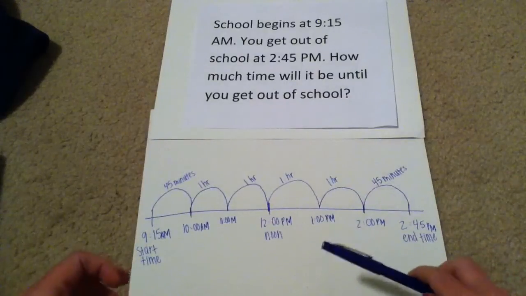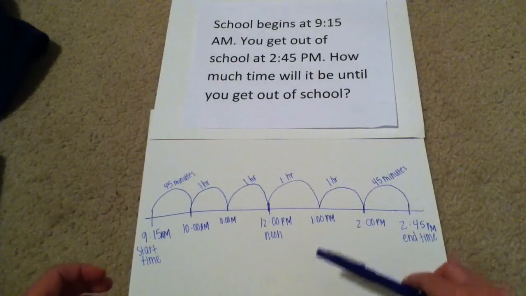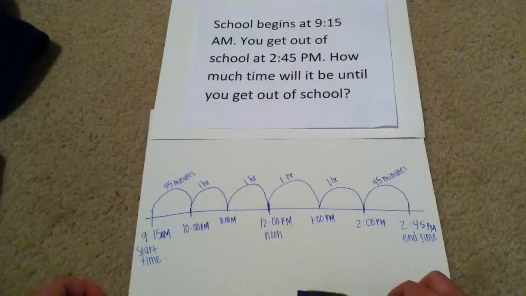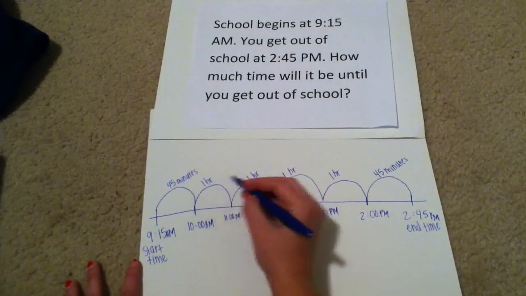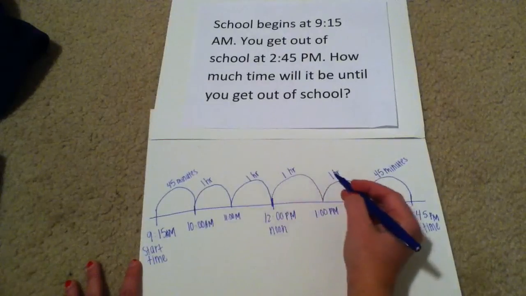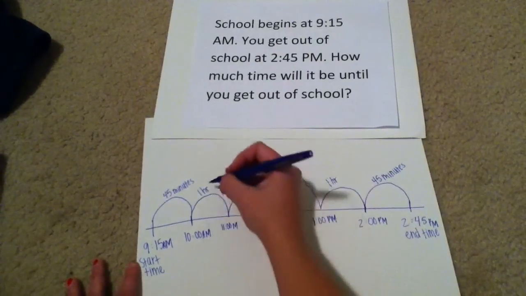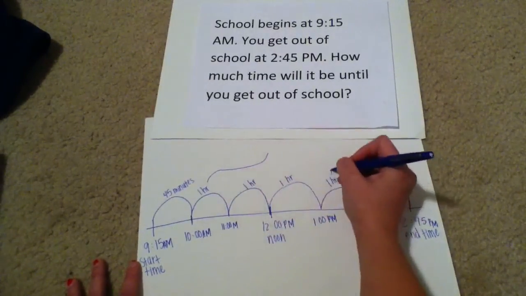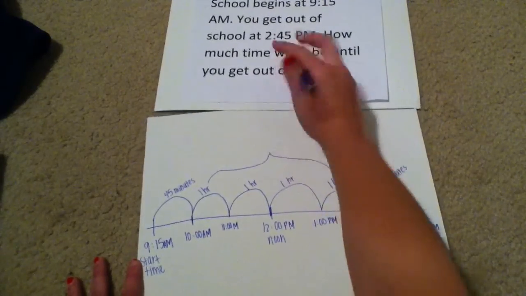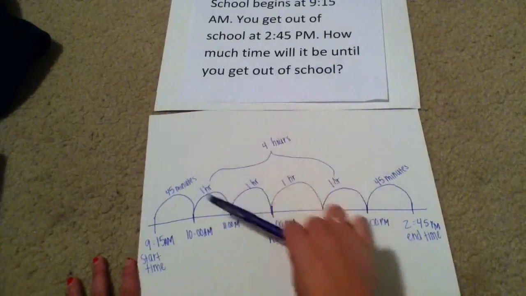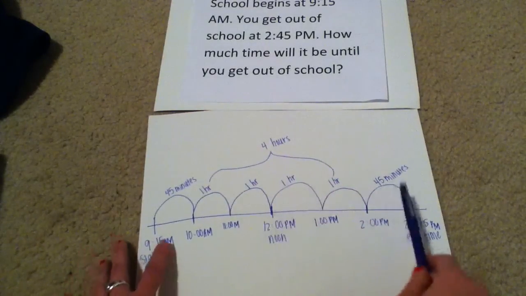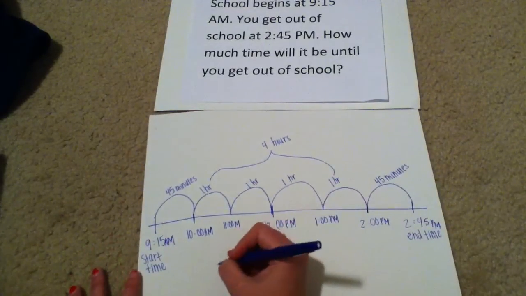Now, to find the total elapsed time, we add all the jump sizes. So first, let's add all the hours. We know that there's 1 hour, 2 hours, 3 hours, 4 hours. So all of these equals 4 hours. Now, our minutes. We have 45 minutes here and 45 minutes here. Let's put that down here.